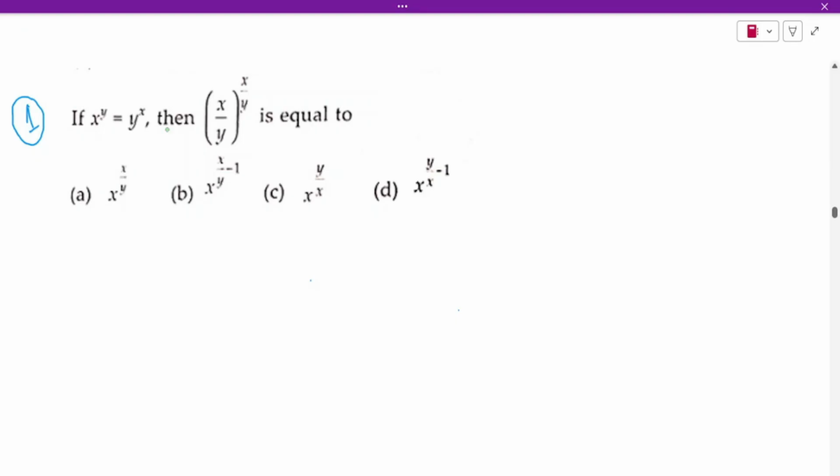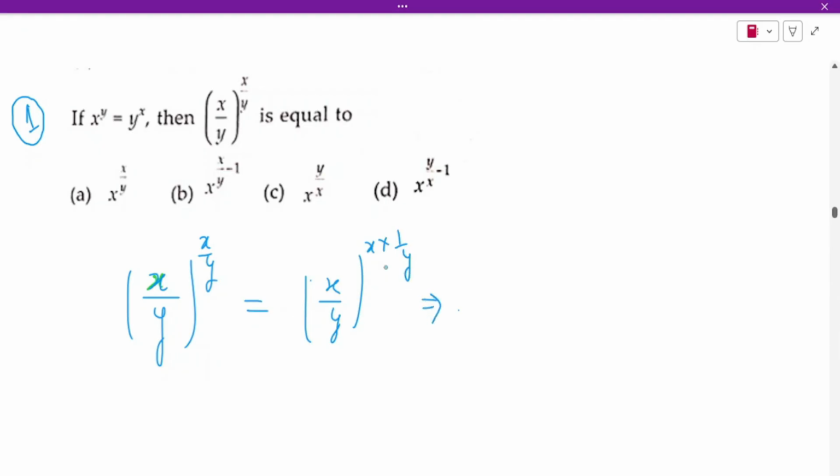So here we are given x raised to power y is equal to y raised to power x. Then we need to evaluate the value of x upon y, whole raised to power x by y. Here we can go for simplifying this using the laws of exponents. So x by y whole power x by y, we can write as x by y whole power x times 1 by y. Now we can write this using the power of quotient, like x by y whole power 1 by y.